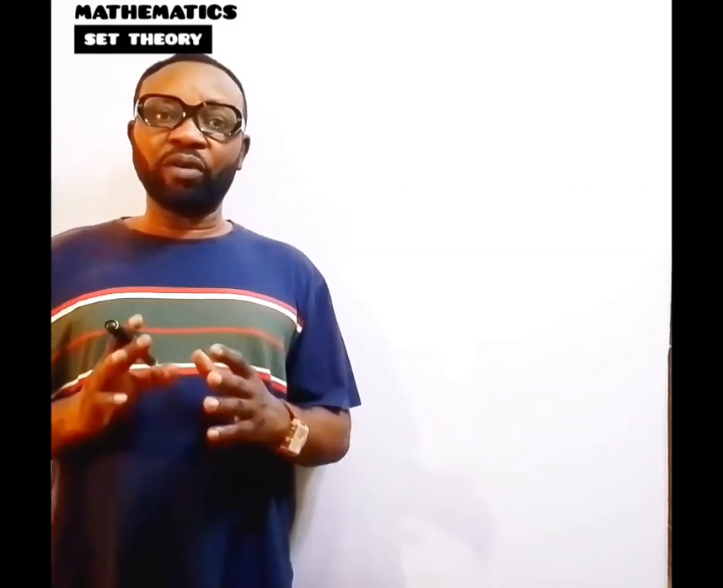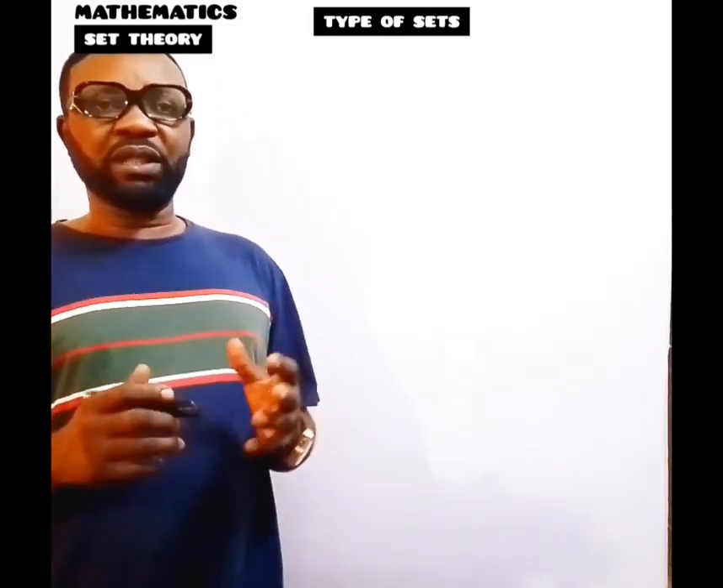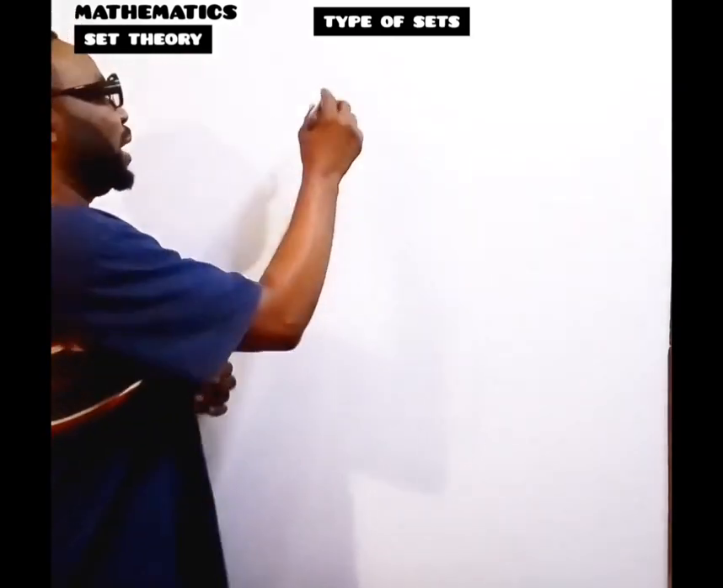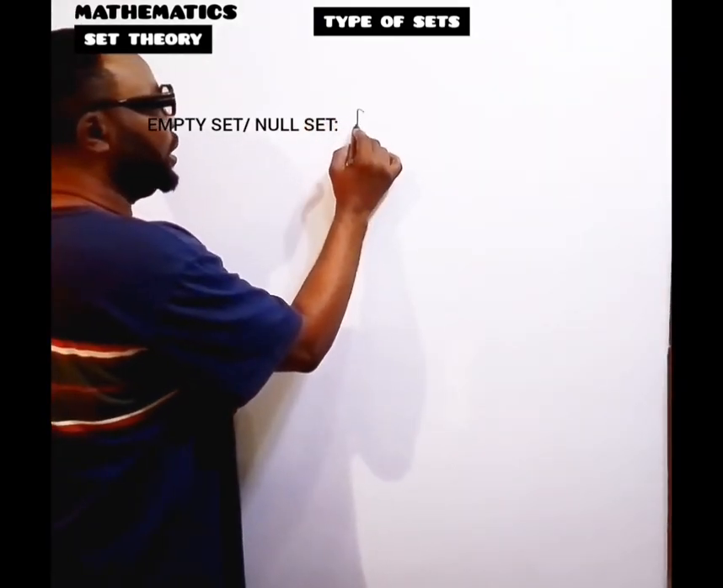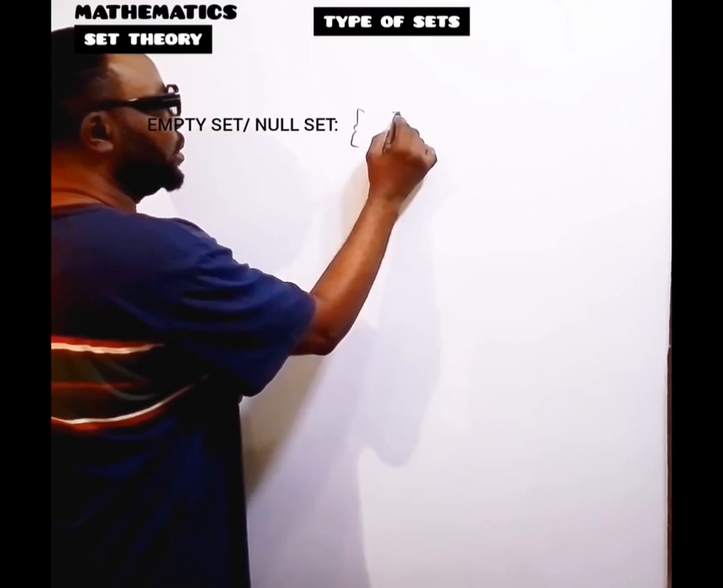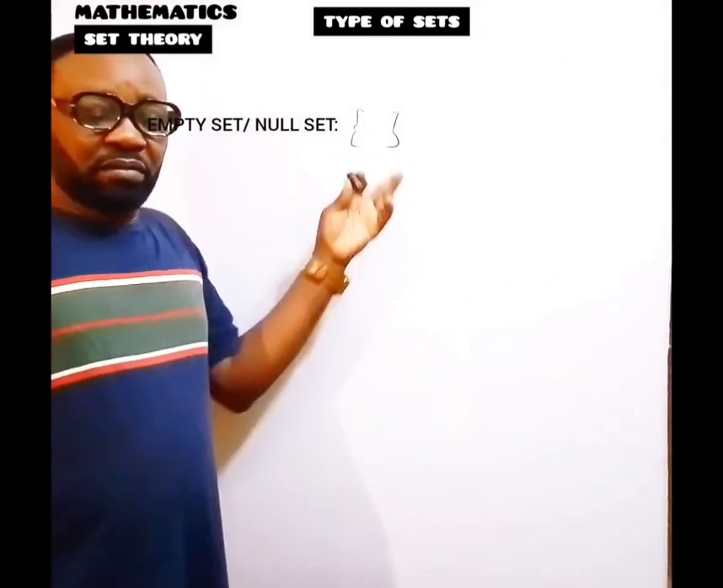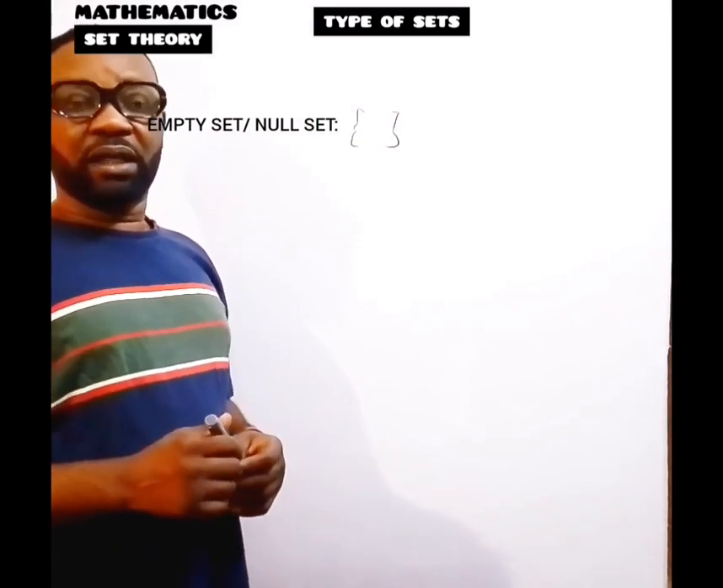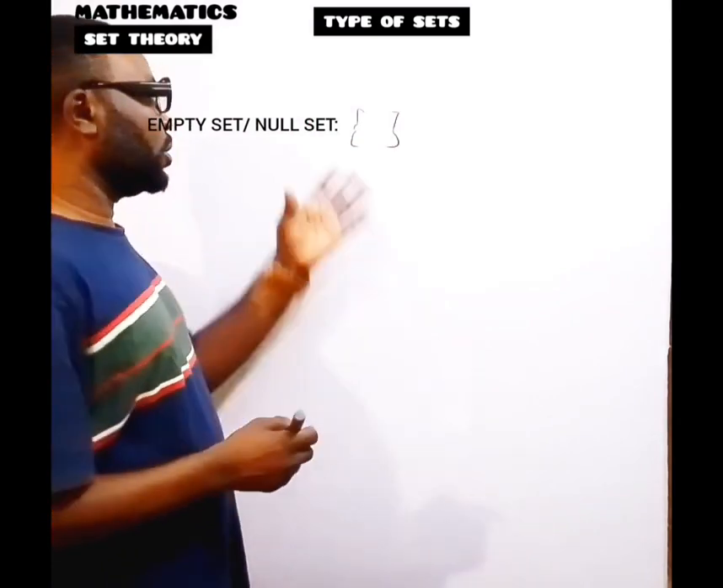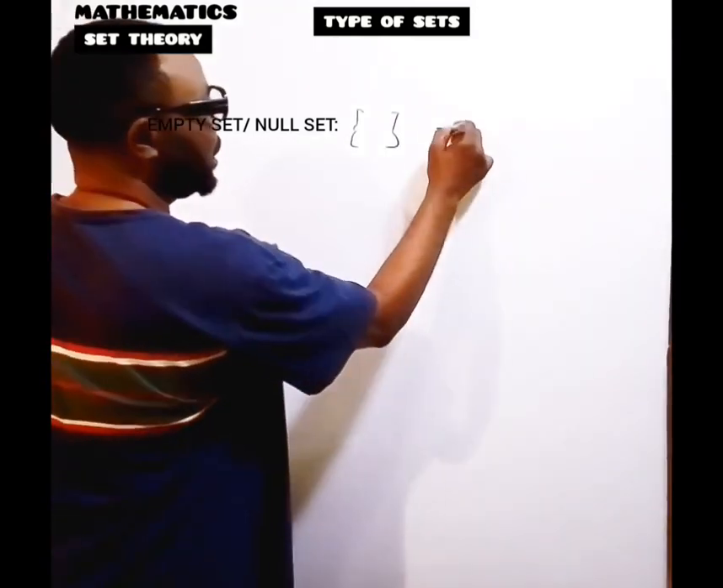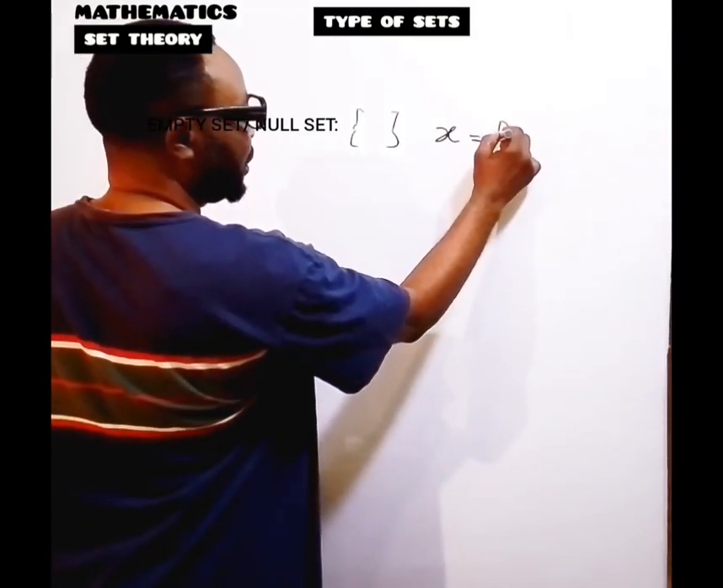The types of set. Now, I want to start with what is meant by empty set. Empty set is given this symbol. Nothing will be written inside it. That is what is called an empty set. That is the symbol. For instance, you can just be given x is equal to this.